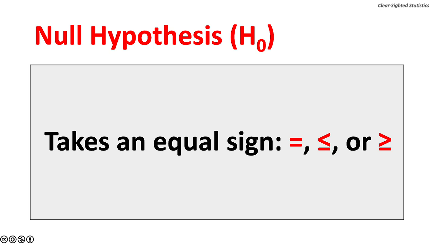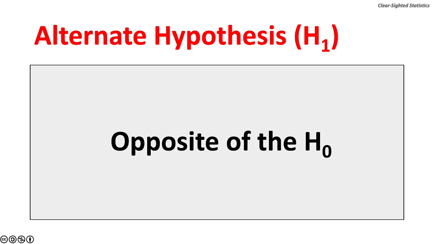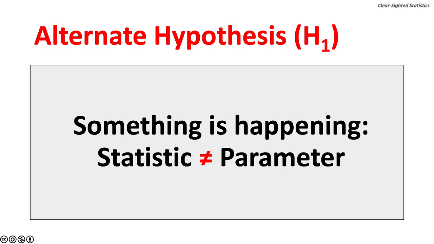With Z and T tests, the null hypothesis takes one of 3 equal signs: equal to, less than or equal, or greater than or equal. The alternate hypothesis is the opposite of the null hypothesis. It frequently states the research question. The alternate hypothesis states that something important is happening. The statistic does not equal the parameter.